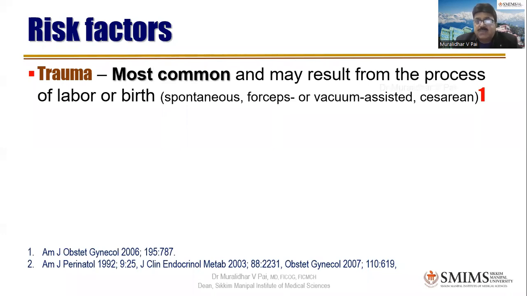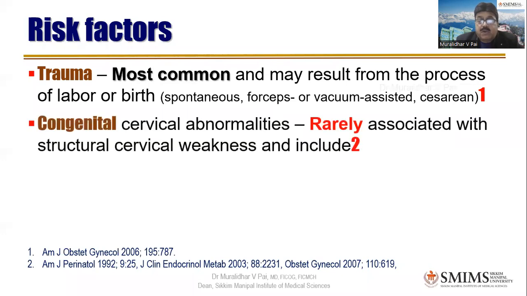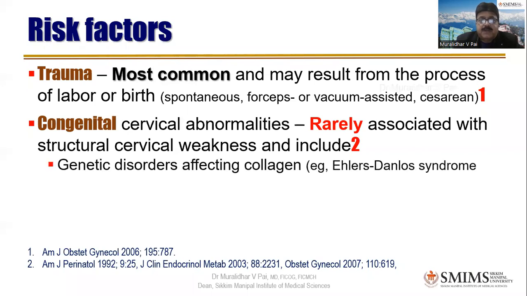And if you use instruments, of course, you don't have to say that. Forceps, vacuum, even cesarean section, because sometimes you may try to dilate the cervix from above in order to later, in the postoperative period, allow the debris to drain properly. Congenital cervical abnormalities, as I said earlier, are rarely associated with structural cervical weakness and include genetic disorders affecting collagen.